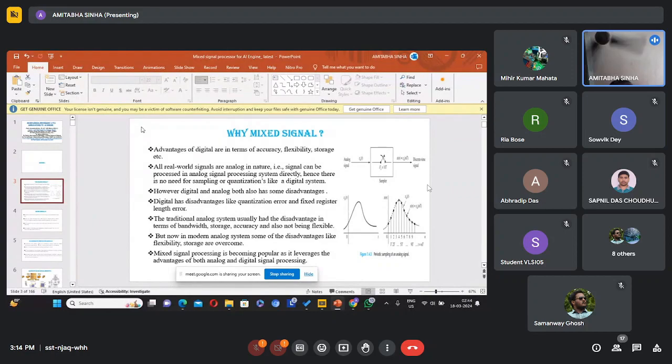Now mixed signal processing is becoming popular as it leverages the advantages and drawbacks of both analog and digital signal processing. That's why these mixed signals are becoming so popular.